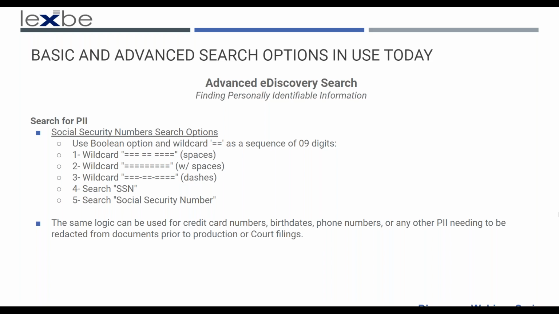You can do this with credit card numbers, birthdays, phone numbers, or anything else that you need to redact before you produce to your opposition or before you file it with the court and get a nasty gram from the clerk's office if you forget to do this.